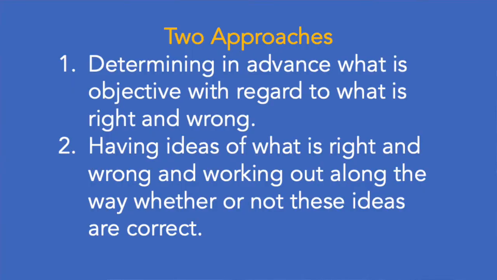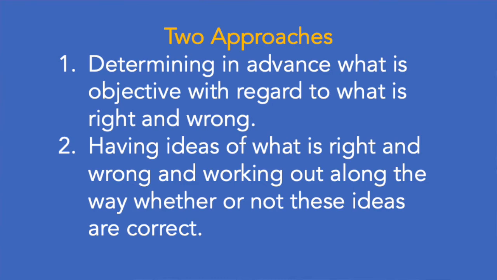So there are a lot of issues to consider, but let's now talk about the two ways in which moral traditions might approach how to understand universal standards of moral objectivity. There are two approaches that a moral theory can take in general. This is going to be somewhat of an oversimplification, but it'll help to get us started thinking. The first approach is to determine in advance what is objective with regard to what is right and wrong. And there, as we will see, are going to be different ways that philosophers think this can be done.